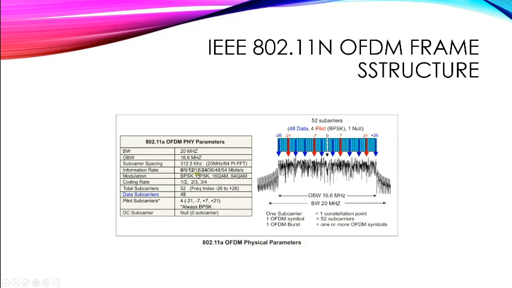Yeah, as I mentioned, BPSK is only used for the pilot. Pilots have a very specific position at the -21, -7, 7, and 21 subcarriers. The other 48 are data subcarriers, and around 12 subcarriers are used only for null. They are not used. So the total subcarriers used are 52, of which only 48 carry information.